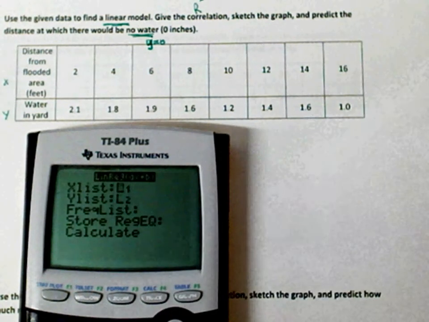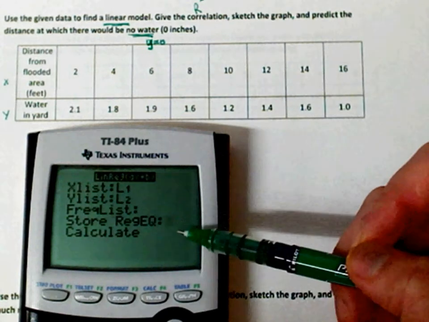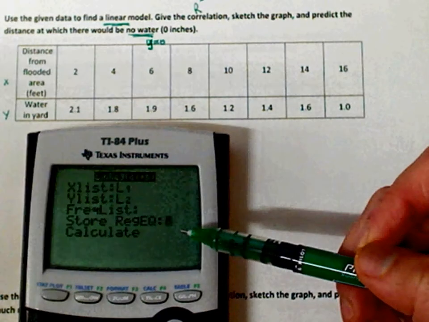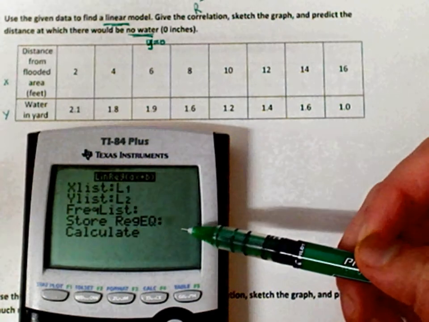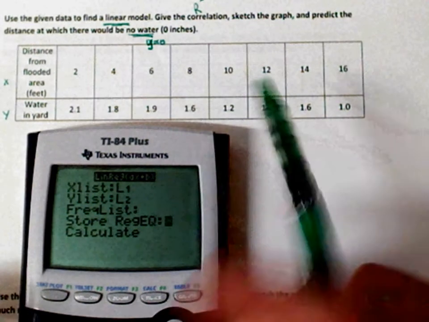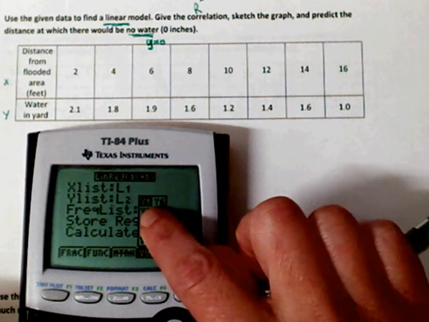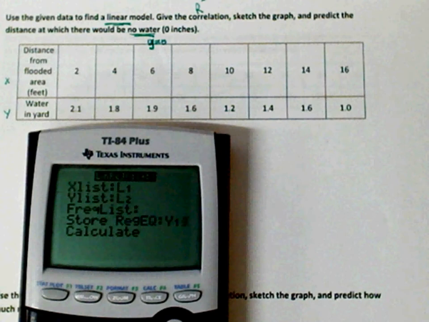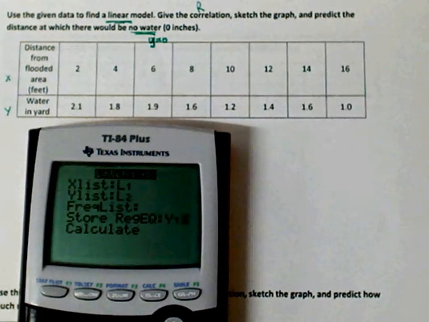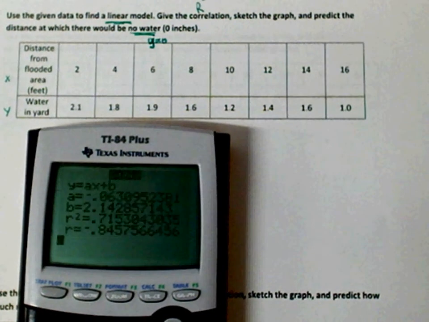All right. Now, when you get to right here, in the other video you notice I didn't do alpha trace because I was not graphing. Now I am graphing. So let's go ahead and hit alpha trace. I'm going to store it in Y1. Okay, say enter, calculate, and there I have my equation.